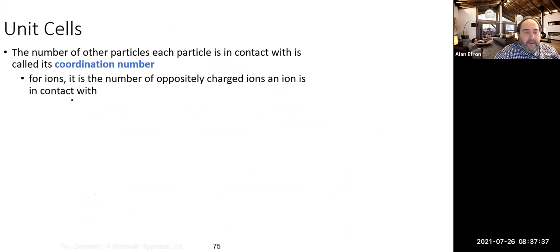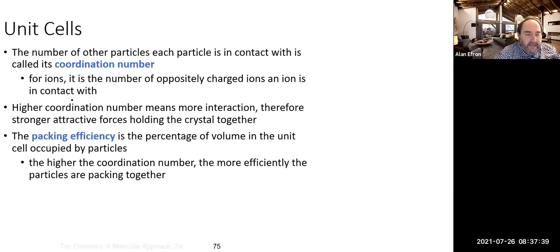When we talk about unit cells, the number of particles that each particle is in direct contact with is referred to as the coordination number. For ions, it's the number of oppositely charged ions it's in contact with. When we get a higher coordination number, it means there are more interactions, therefore stronger attractive forces holding that crystal together. So again, as they come in contact with each other in this 3-dimensional space, that's what's referred to as coordination number: how many guys are directly in contact with each other.